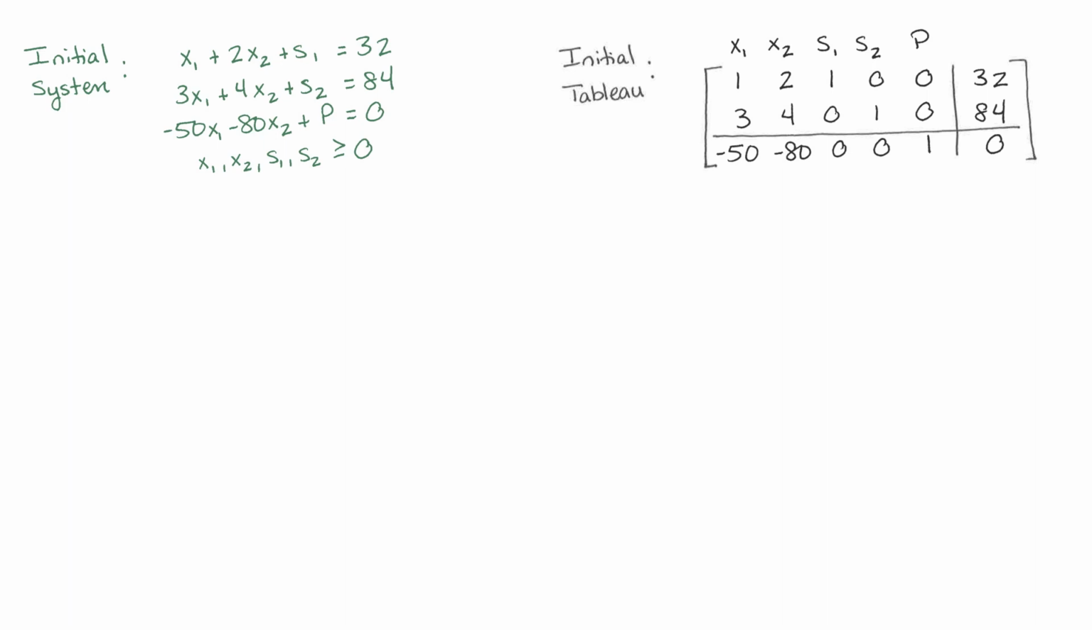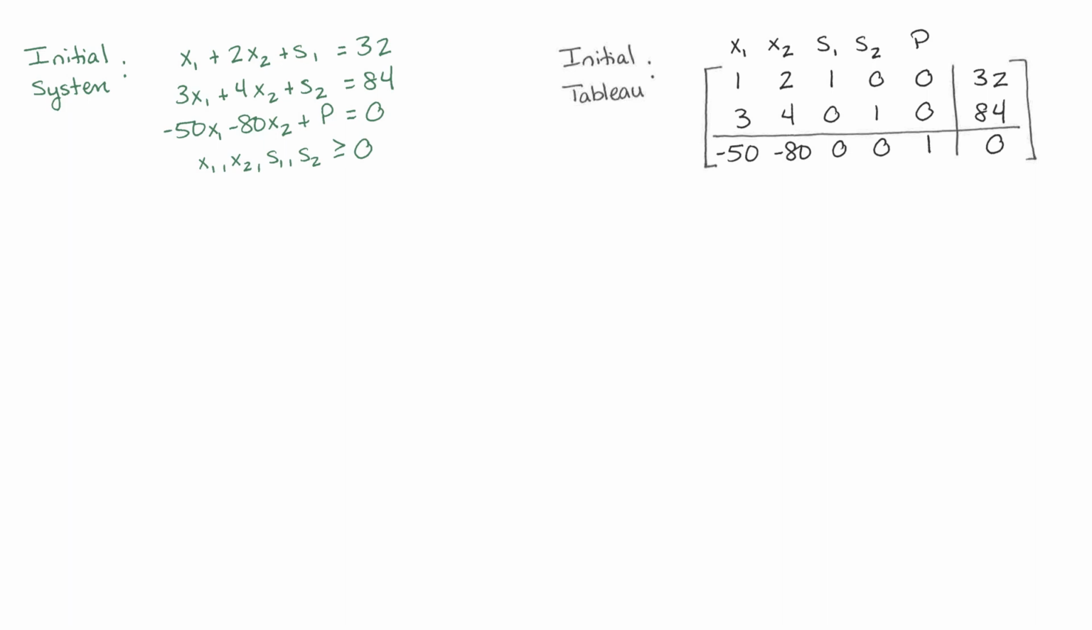And our objective function goes in the last row. So negative 50, negative 80. There are no slack variables in the objective function, so we have 0 and 0 for the s1 and s2 columns, and we have a 1 for p, and that is equal to 0.